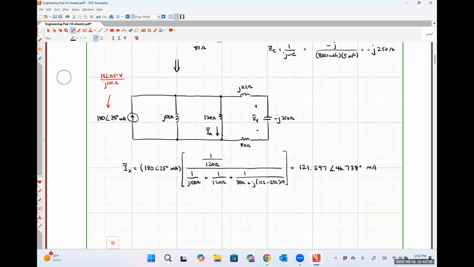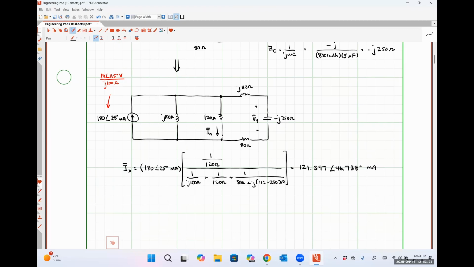So before we move on from here, does anybody have any questions, comments, or concerns about how I wrote my current division relationship or anything like that? Kobe, how may I help you? So the current division will be just the Ix times the current we already have times everything in parallel, right?